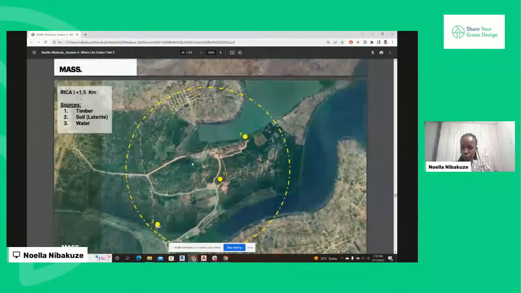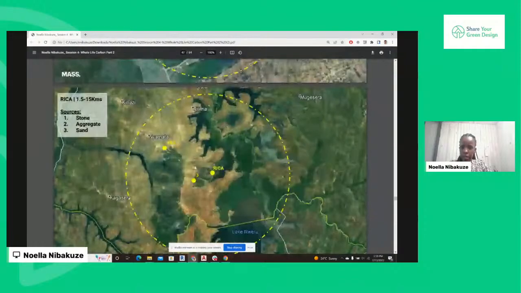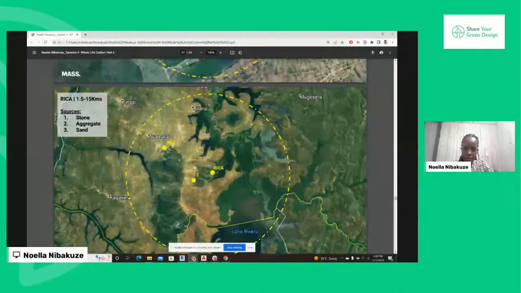Other than that, we also tracked where our other materials were coming from. Like I said, timber, soil, water, obviously, was quite close. The soil, the laterite, is what was used for all the earth, for the rammed earth and CSTBs. Going further, stone, aggregate, sand. Luckily, the region where we're building is also known for its stone, aggregate and sand, so we took advantage of that to use these materials over others.